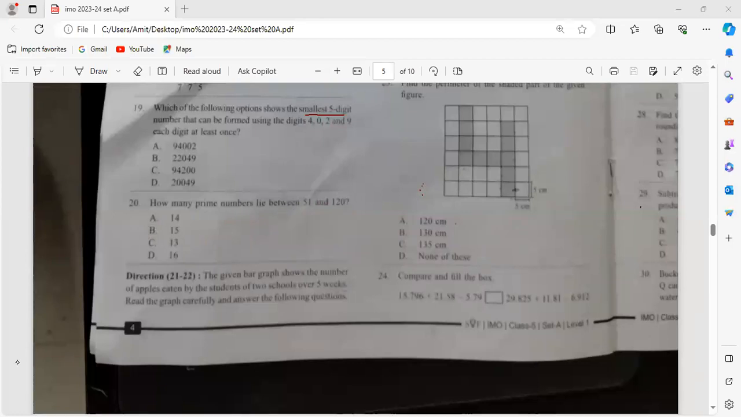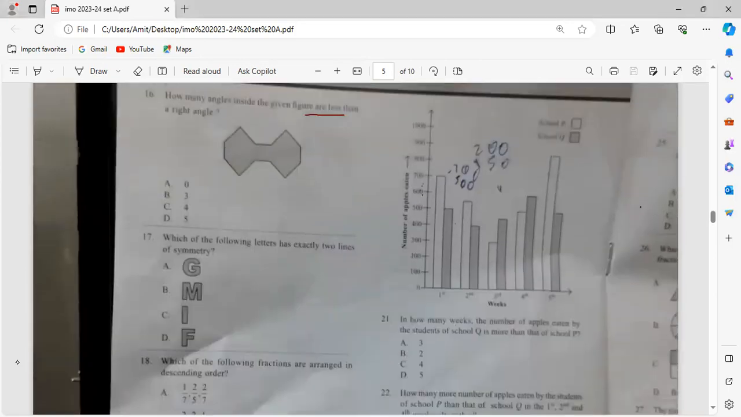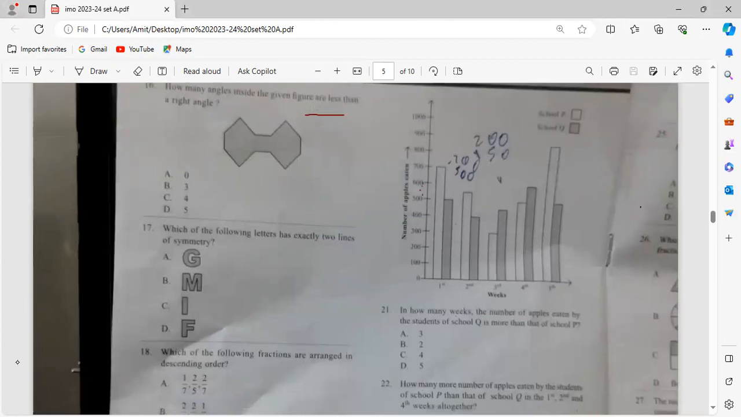The given bar graph shows the number of apples eaten by the students of 2 schools every 5 weeks. Read the graph carefully and answer the following questions. So these are the questions. Let me just blur this.